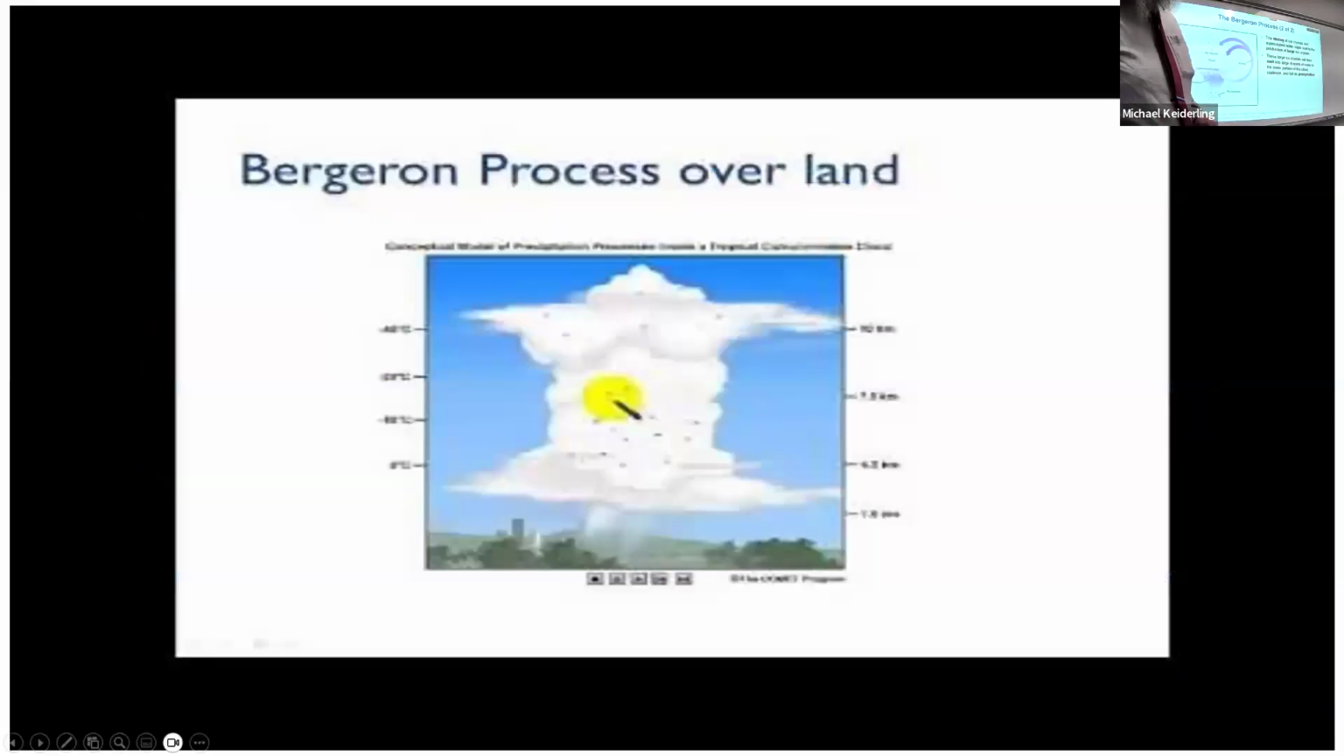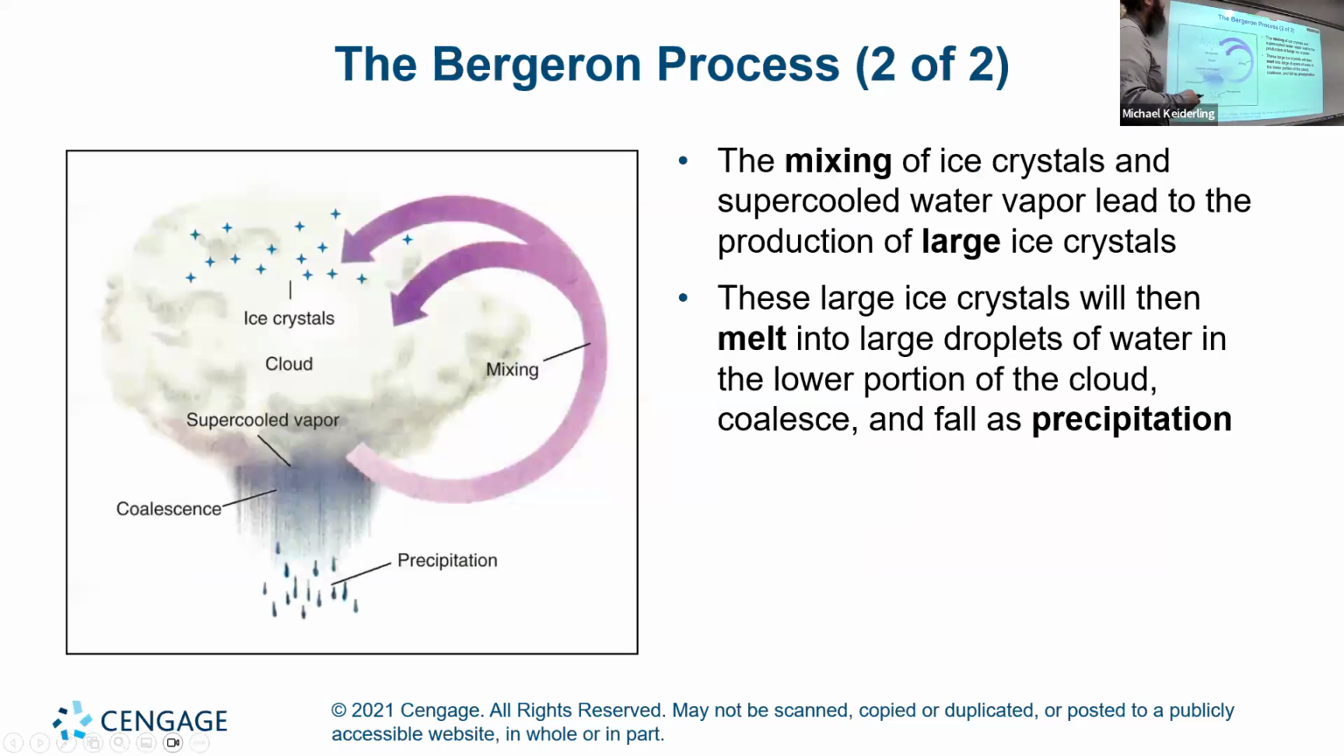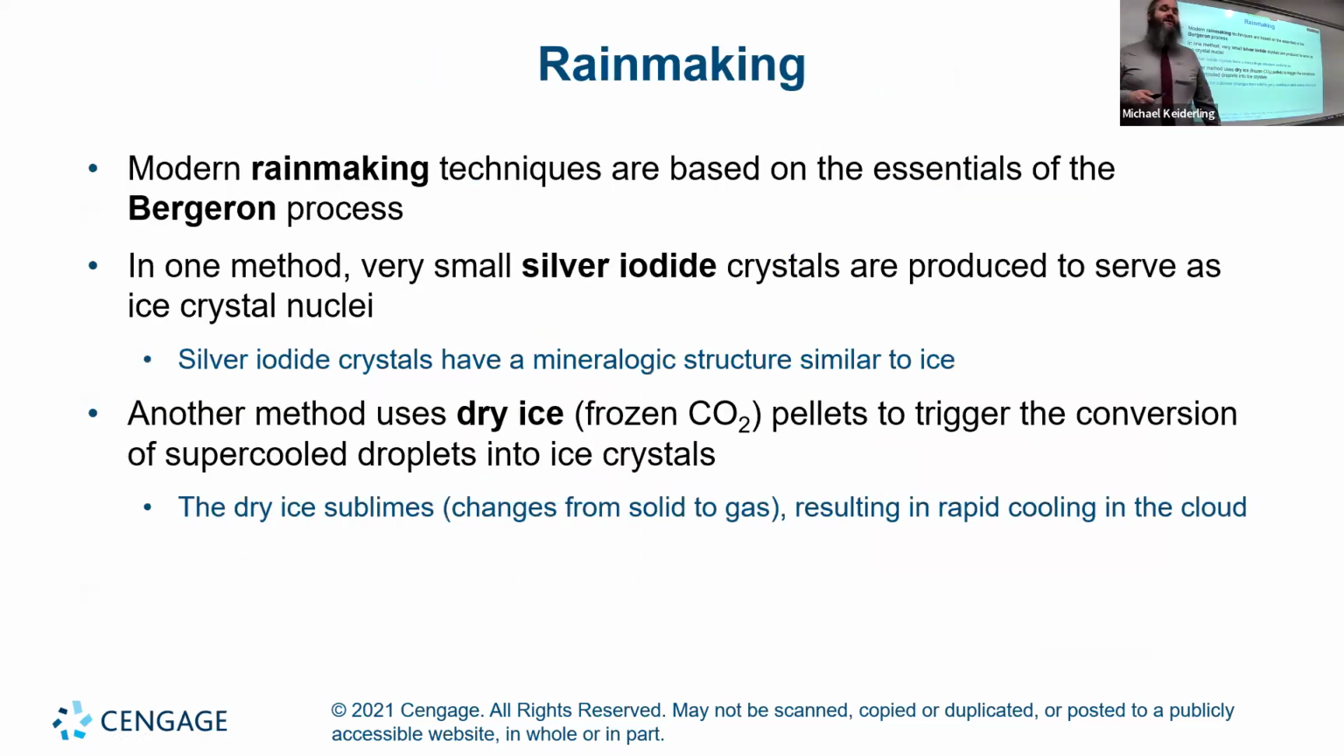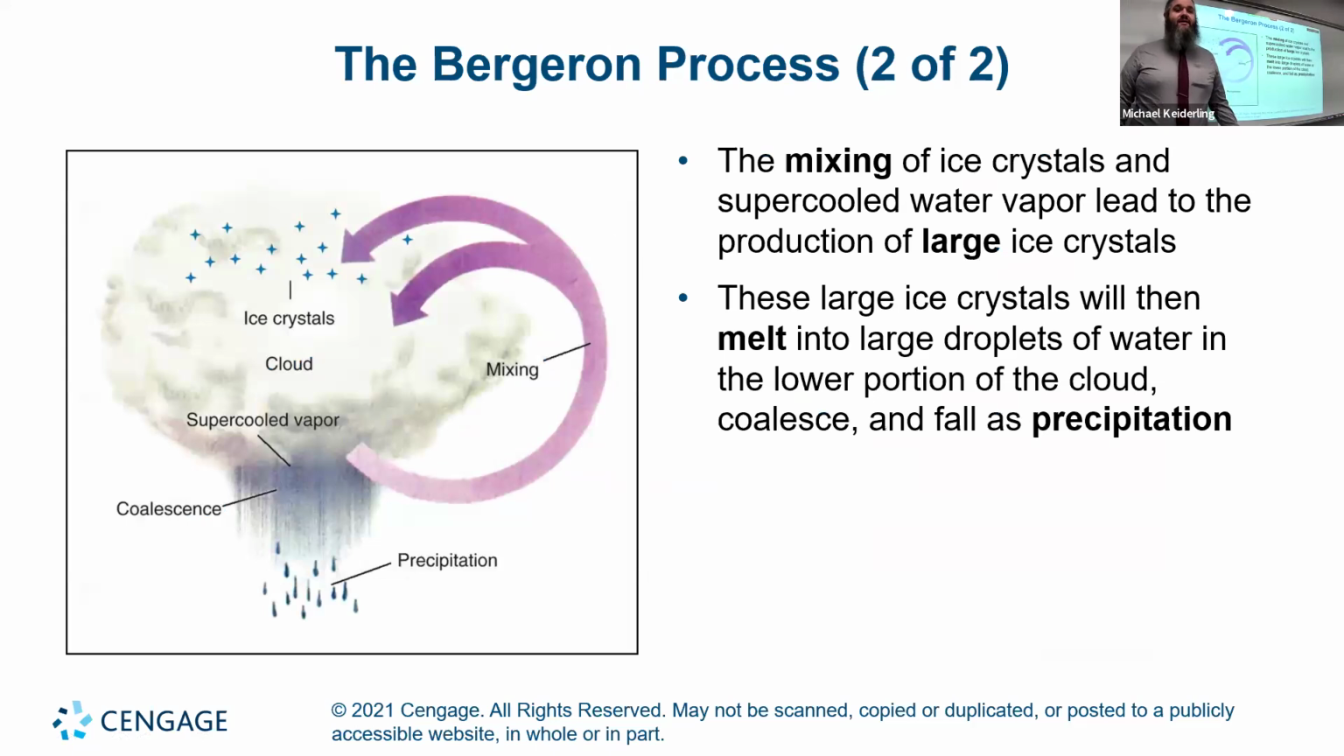So the Bergeron process, its mixing of ice crystals and supercooled water vapor, leads to the production of large ice crystals. These large ice crystals then melt into large droplets of water as they fall in the lower portion of the cloud, coalesce, and fall as precipitation. That's sort of a rough outline. The main idea in the Bergeron process is that basically ice pulls water vapor away from water droplets, and the ice crystals can get big enough to fall.